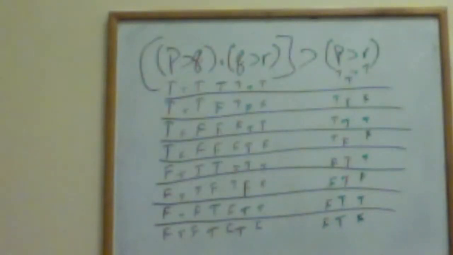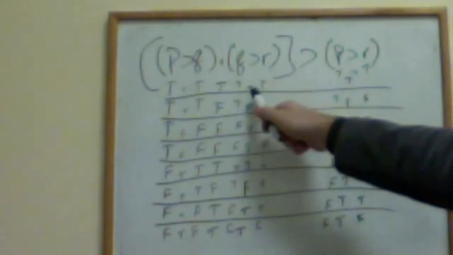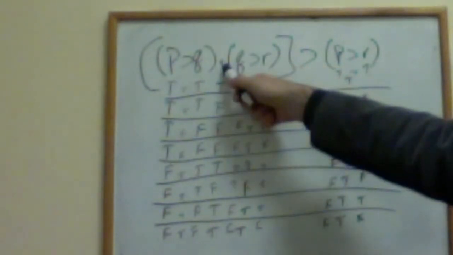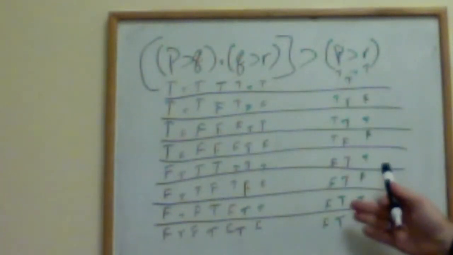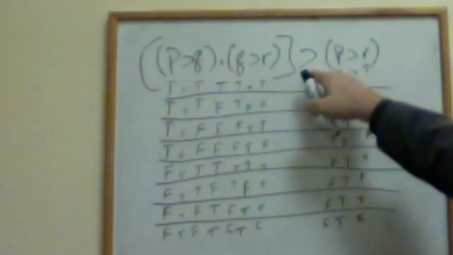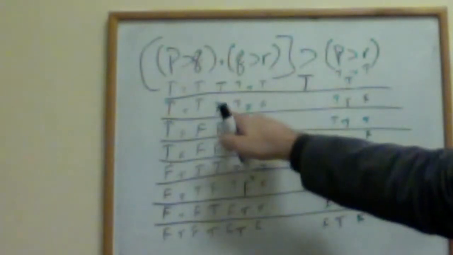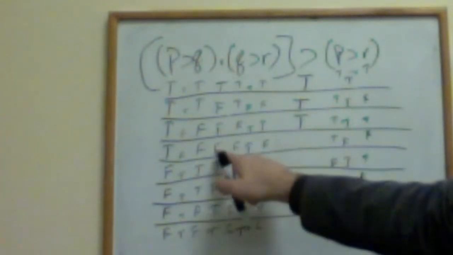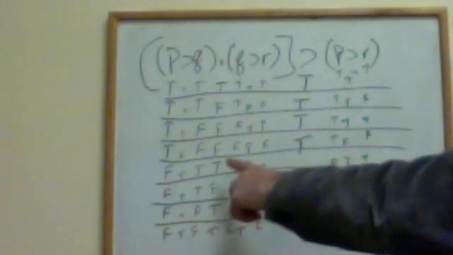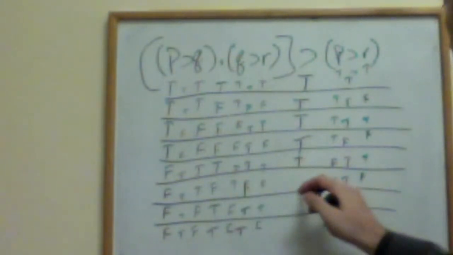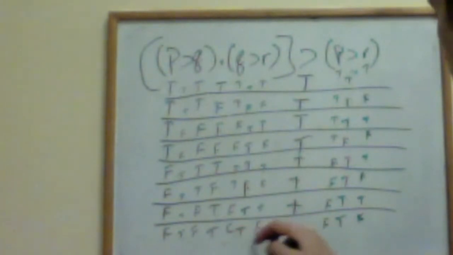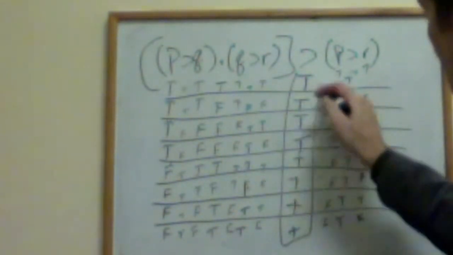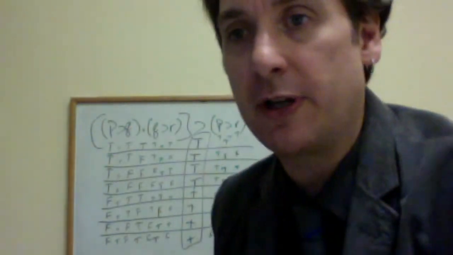So now we have that, and we have our conclusion here, and now we'll compute this conditional, the main operator, using this conjunctive statement and this conditional statement. So we have true and true with the horseshoe is true. We have false and false with the horseshoe is true. We have false and true with the horseshoe. False and false with the horseshoe. True and true with the horseshoe. False and true. True and true. True and true. And we can see that the resulting truth table here is a tautology.